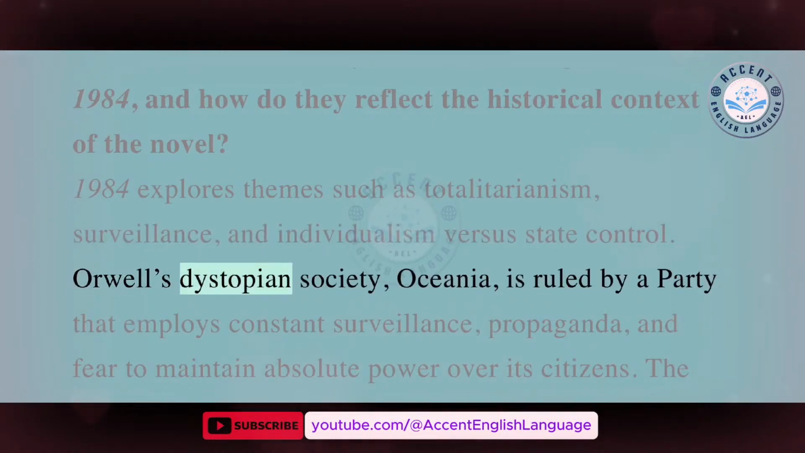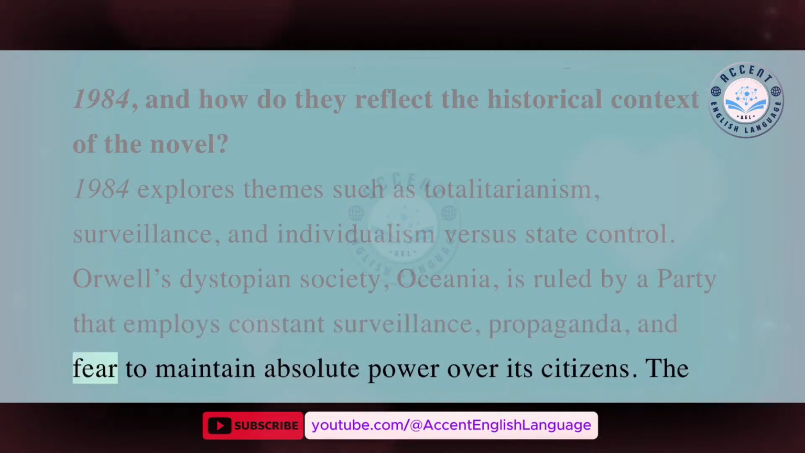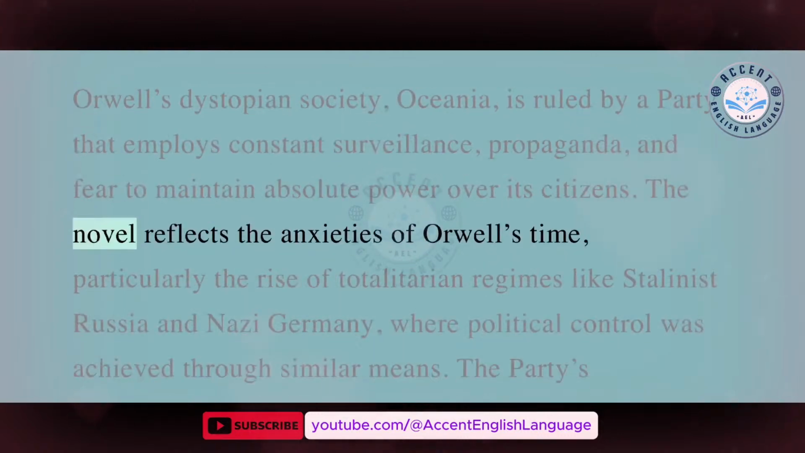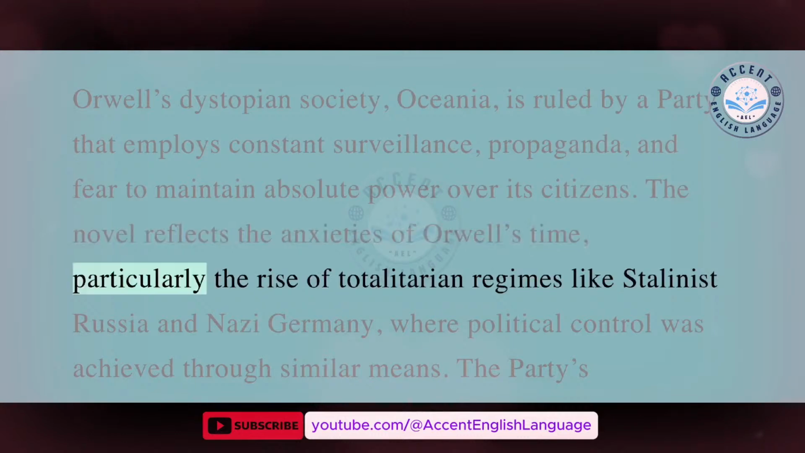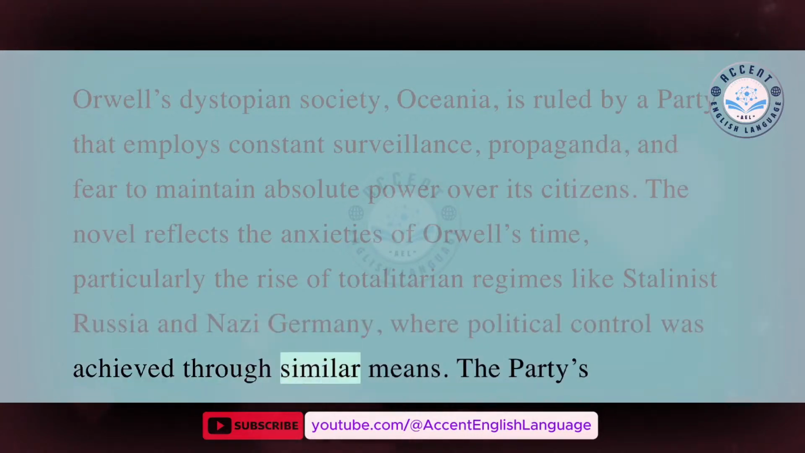Orwell's dystopian society, Oceania, is ruled by a party that employs constant surveillance, propaganda, and fear to maintain absolute power over its citizens. The novel reflects the anxieties of Orwell's time, particularly the rise of totalitarian regimes like Stalinist Russia and Nazi Germany, where political control was achieved through similar means.